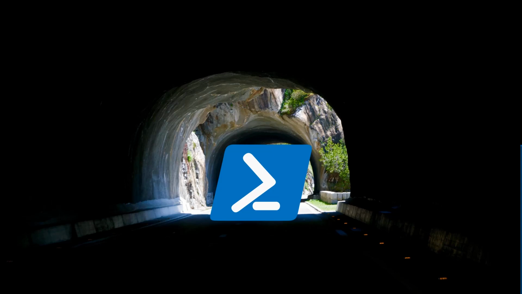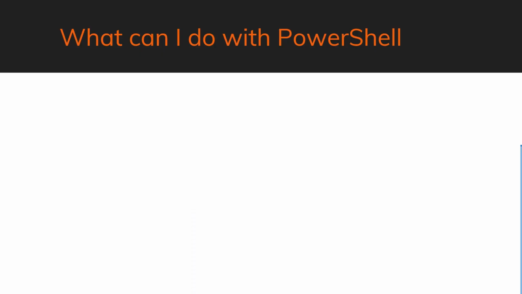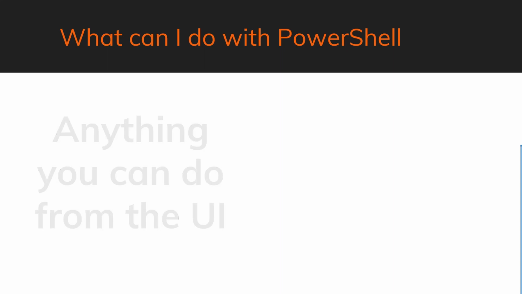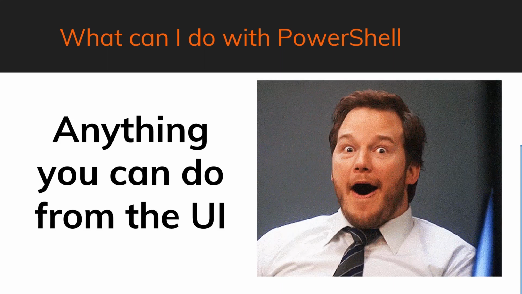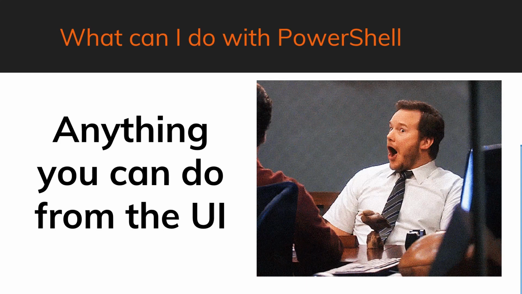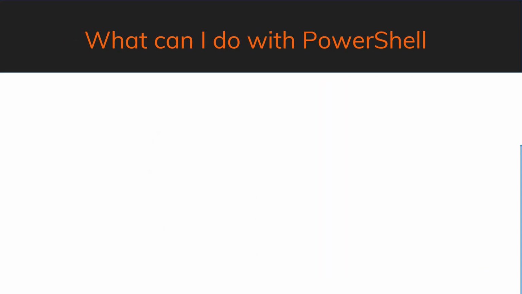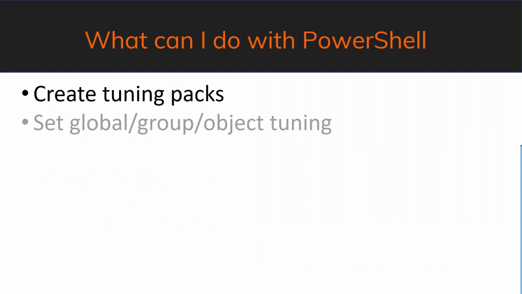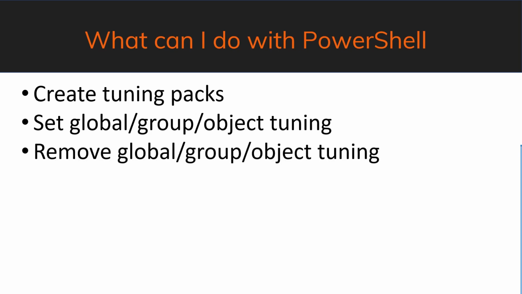So at a really high level, what can you do with the PowerShell SDK for EasyTune? Well, in a nutshell, basically anything you can do from the UI, you can do with the SDK. It's very powerful. What does that mean in reality? It means you can create tuning packs. It means you can set tuning up at a global level, a group level, or for a specific object. You can also remove tuning from any one of those objects.